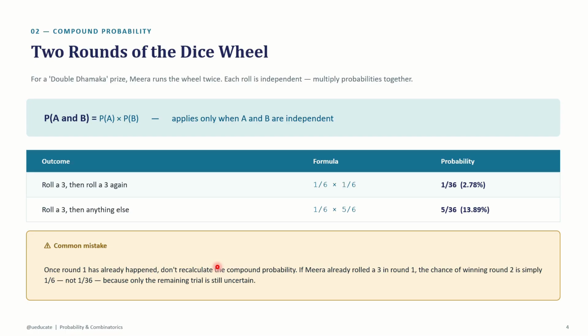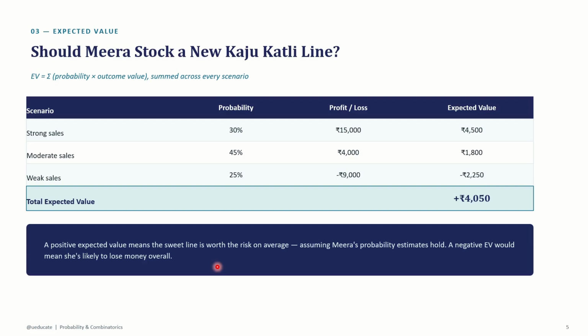So we talked till now about simple probability and compound probability. Next one is expected value. Let's move from the game stall to a real business decision. Mira is considering stocking a new premium sweet box, Kaju Katli, for Diwali. She is not sure how it will sell, and so she sketches out 3 scenarios with estimated probabilities and profit or loss for each.